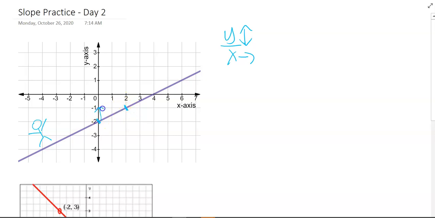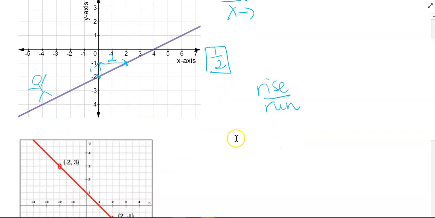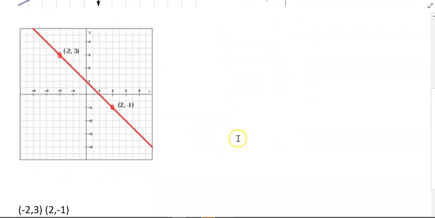He goes up 1 and he goes over 2. 1 over 2. Remember, it is rise over run, guys. Up and down over sideways for your untechnical terms. So now let's go down and look at our next one.